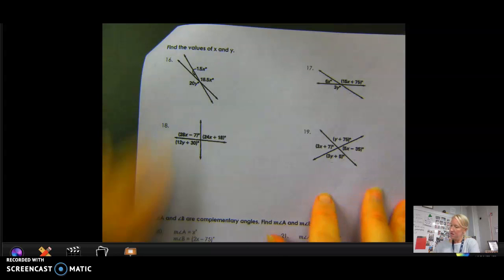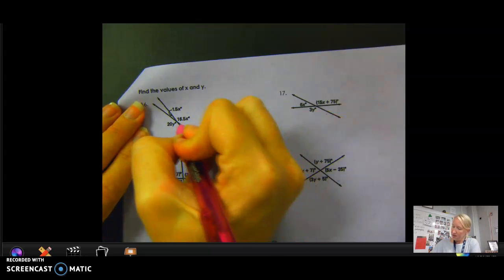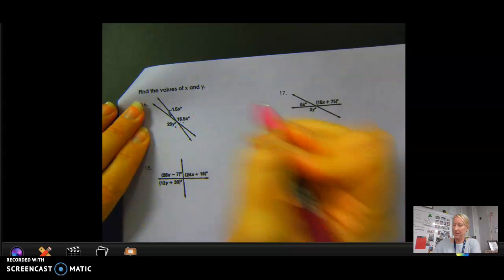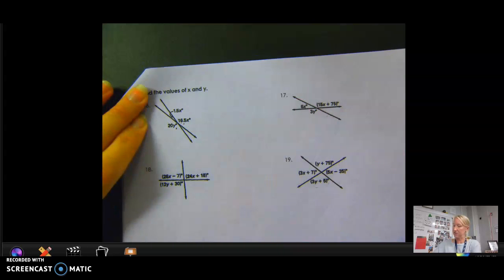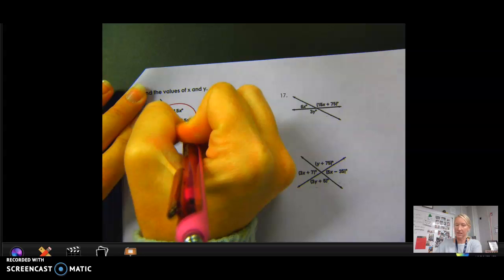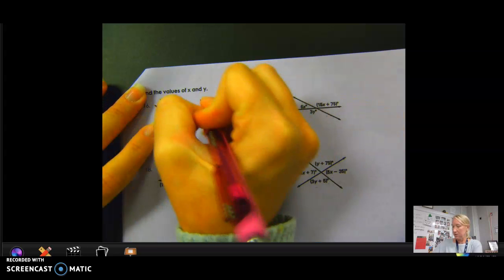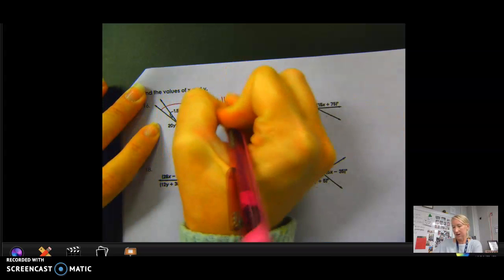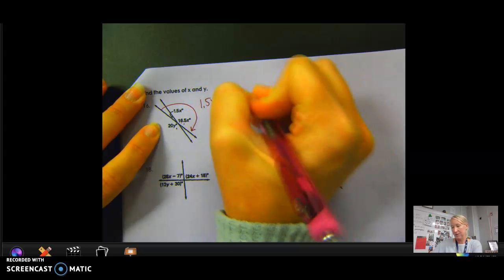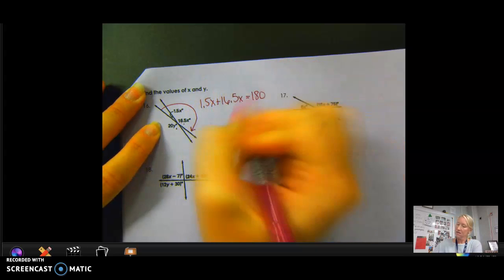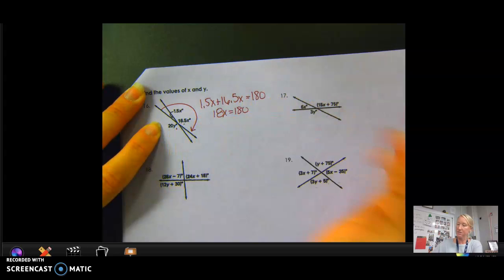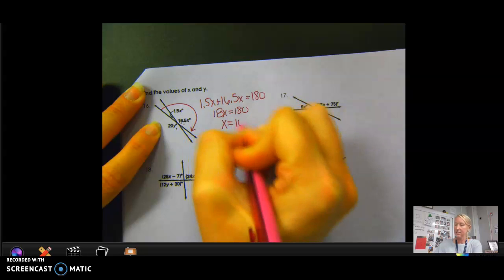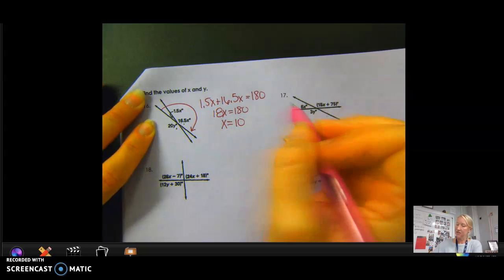Okay, last page. Find the value of x and y. So, we know that these two are vertical, which means that they're equal, but I can't set an x equal to a y, so I can't do that. But I do know that these two angles together are a linear pair. So I can do 1.5x plus 16.5x equals 180. That gives me 18x equals 180. If I combine my like terms, divide by 18, I get x equals 10. So then I found that one.